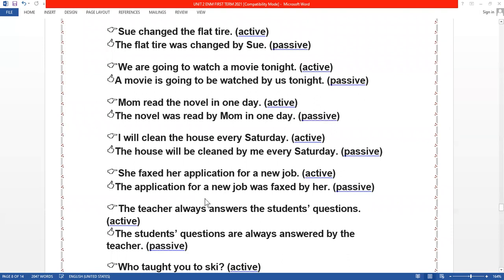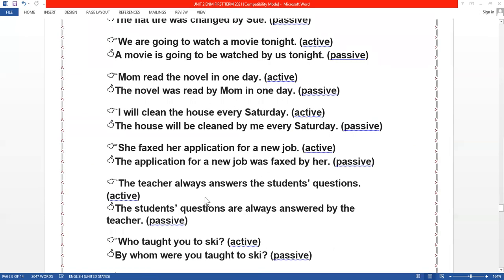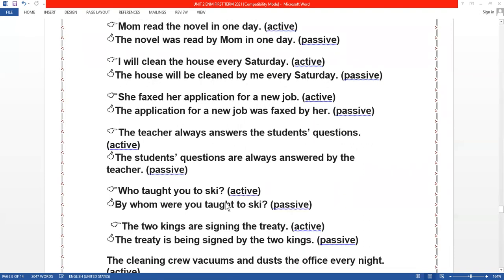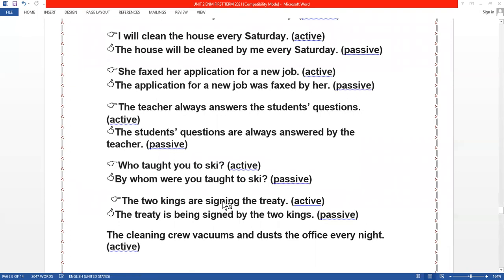I will clean the house every Saturday. The house will be cleaned. This is future. The house will be cleaned by me every Saturday. She faxed her application for a new job. The application for a new job was faxed by her. The teacher always answers the students' questions. The students' questions are always answered by the teacher. Who taught you to ski? By whom were you taught to ski?